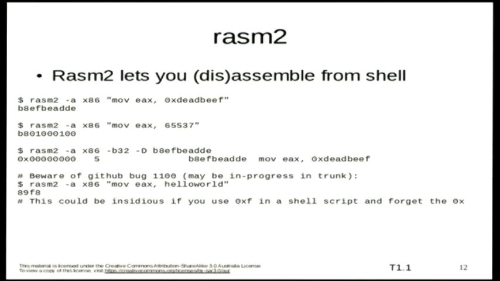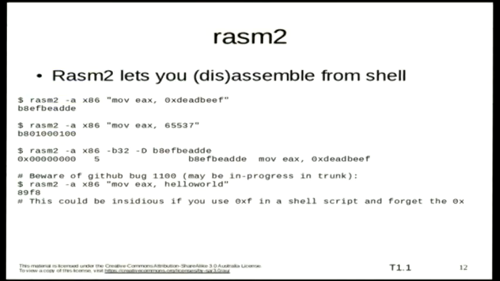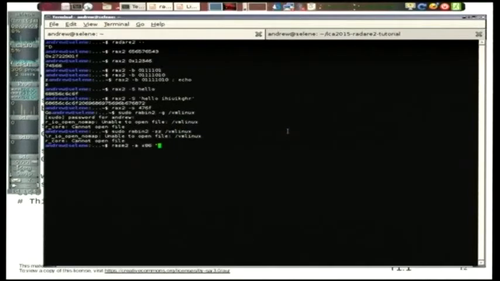So the first one, I'm going rasm2, mine is -a x86, says it's x86 assembler. The quotes are important. If you don't put them in, it will not work. And what it's produced there is the binary machine code for that assembler instruction.